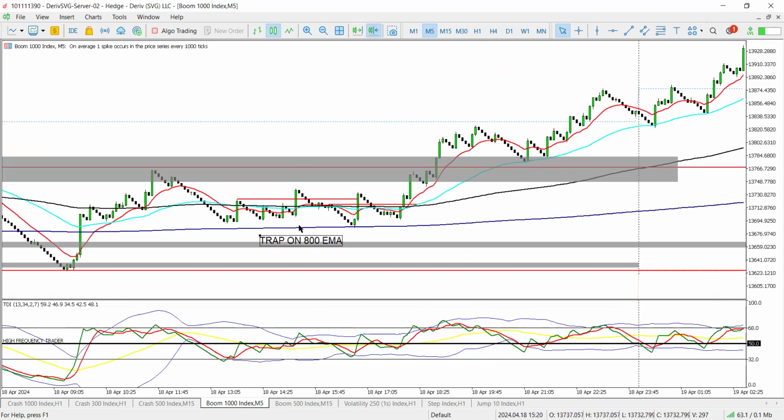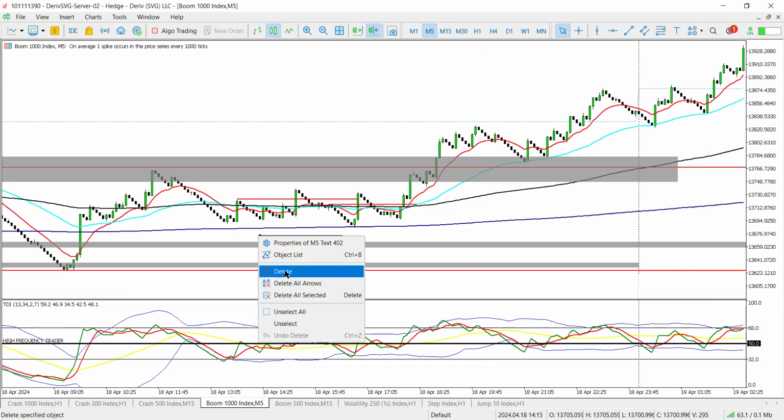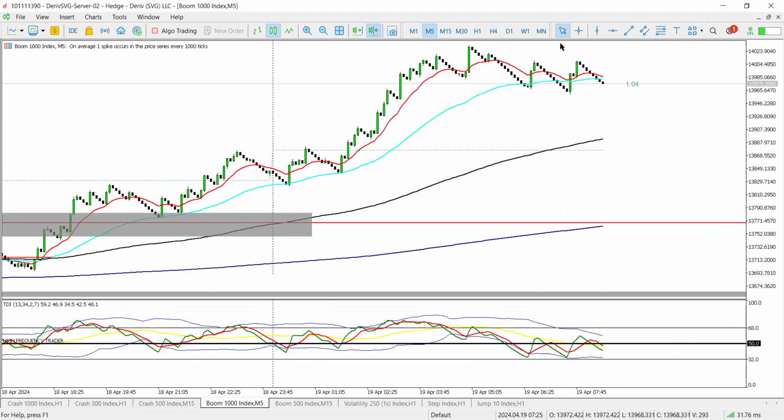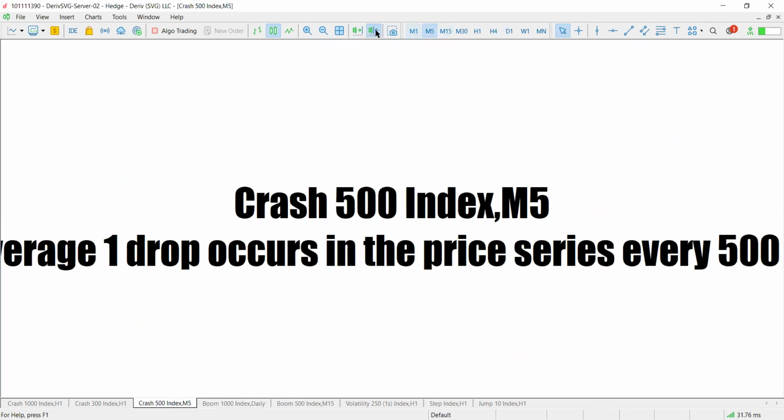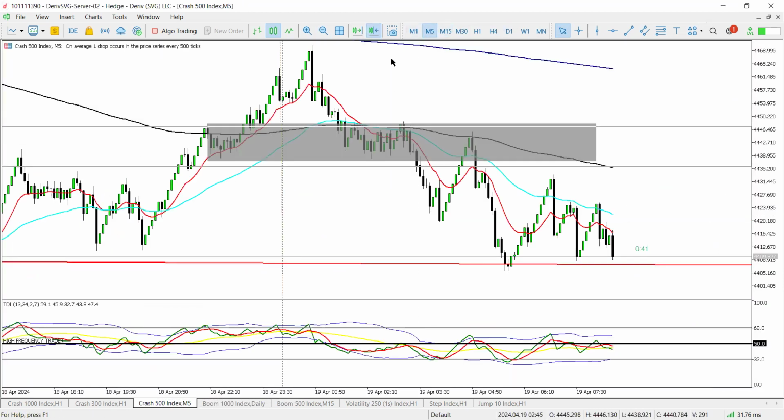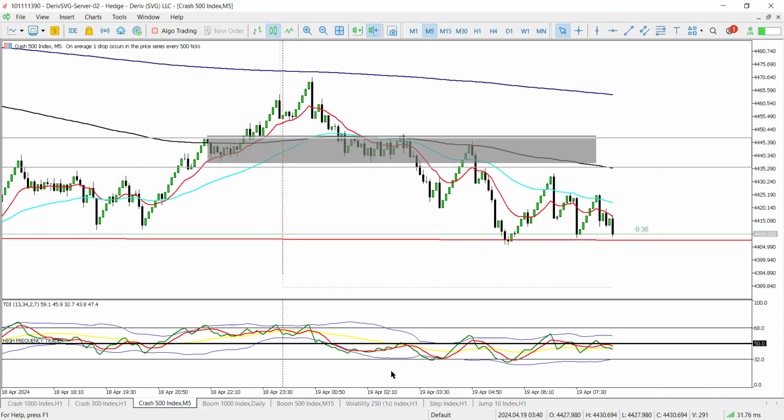So looking at it today, let me remove this. Looking at it today, let's see where this price is going. Okay, I think, yeah, notice there's a little bit of motion on C500, but I'm just going to wait for them to break the area there before I add.